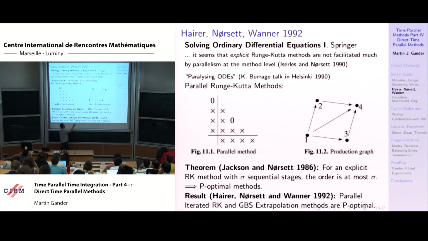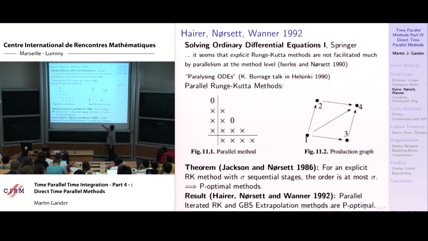And here is a graph that shows you the first stage you have to do, then the second and the third stage you can do independently, and then the fourth stage again needs all three previous stages. So this is a small parallelism within a Runge-Kutta method that has a certain shape of a Butcher tableau.